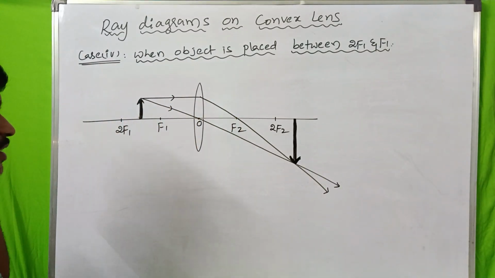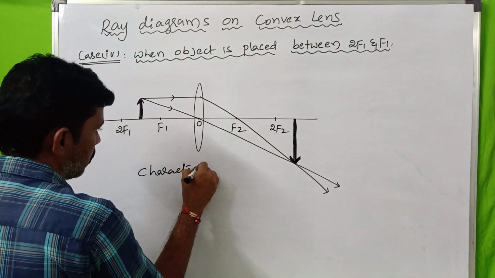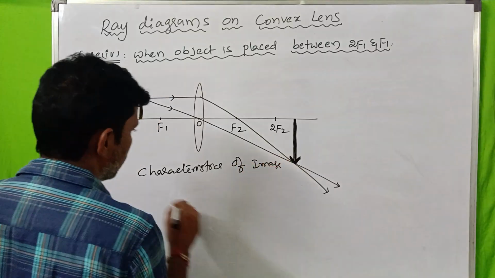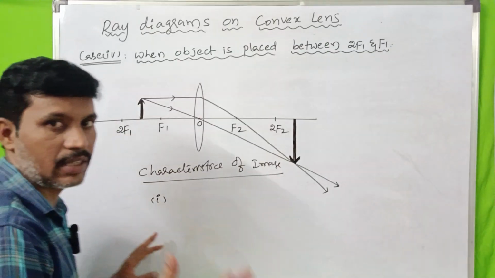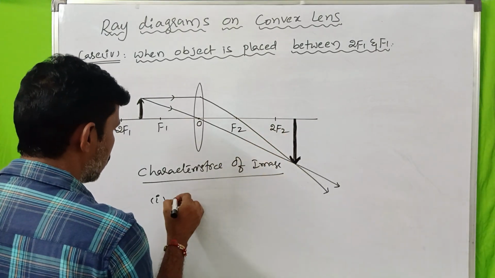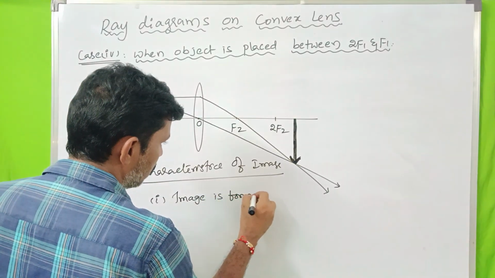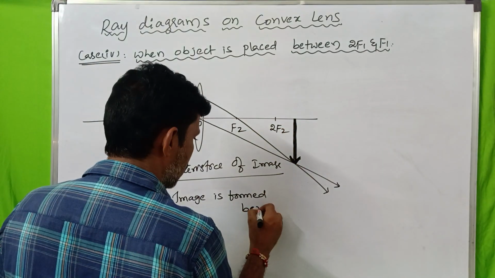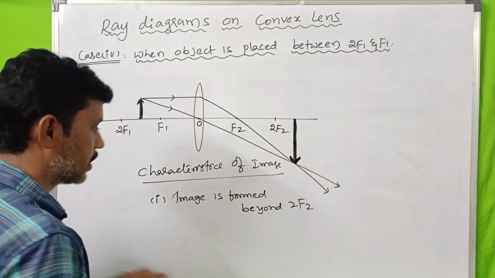Clear? Let us write the characteristics of the image. First, we have to write the position of the image. Where is it formed? Beyond 2f2. The image is formed beyond 2f2.